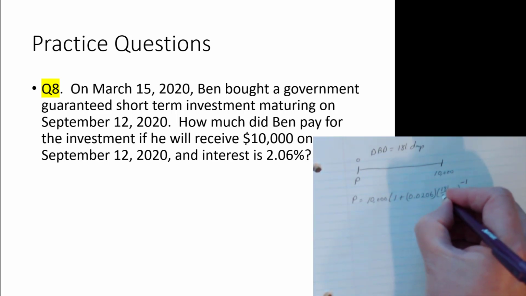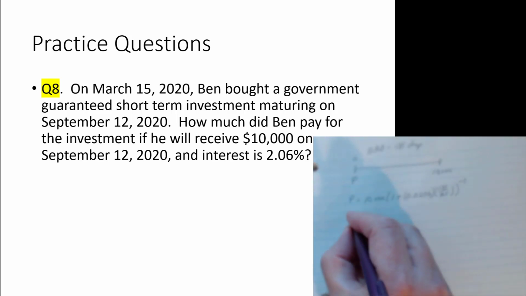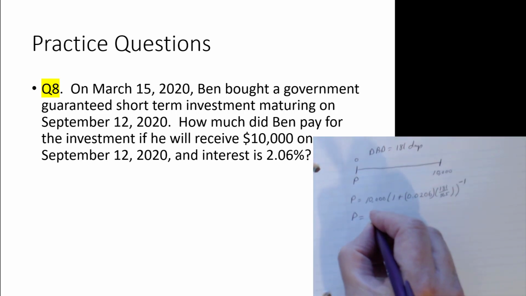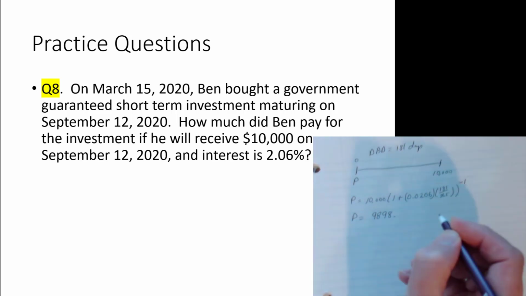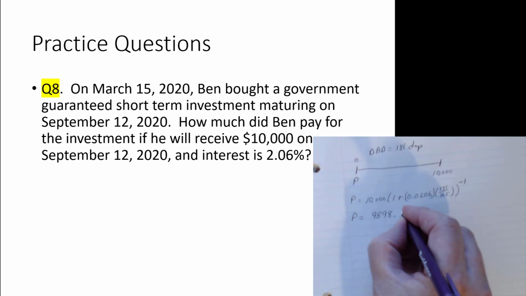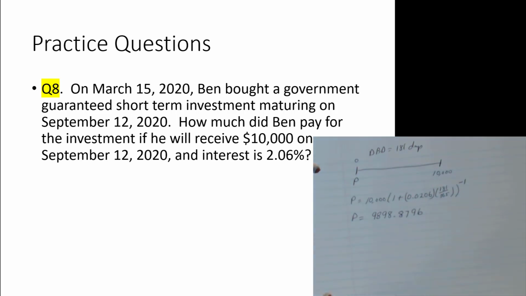So 181 divided by 365, that's how long this money is loaned for, or how long it has to be invested to get that $10,000. So we run that through and we get a principal amount, or an amount we'd have to invest, of about $9,898 and about 88 cents, 0.8796 and a few more decimal spots. Okay, so that's not too bad at all.